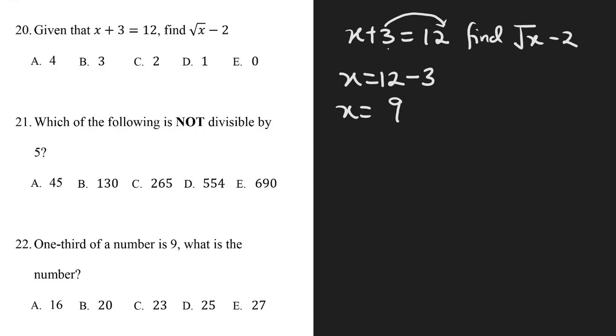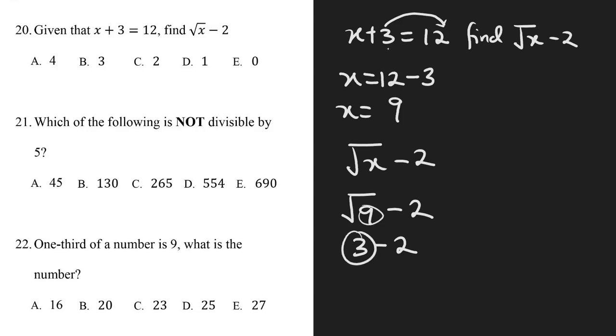But remember, the question said we should find this, right? So whenever we see x, which is equal to 9, we'll put 9 there. So find root x minus 2. So instead of x now, we're going to write this 9. So we'll have root 9 minus 2, and root 9 is 3, minus 2. Can you see the square root of 9 is 3? So remember that we have this minus 2 here, and 3 minus 2 is equal to 1. So the answer is 1. So let's check our options. Of course, from our options, the answer is D. So let's move to the next question.